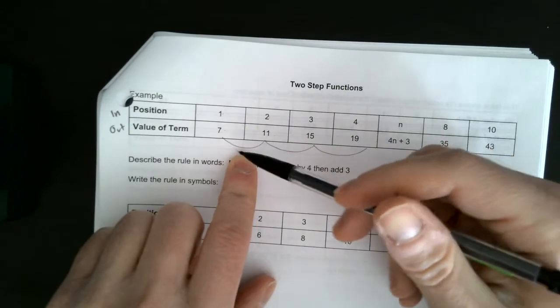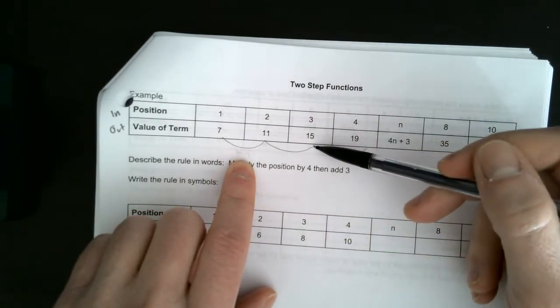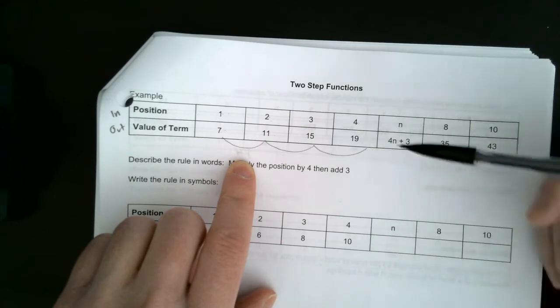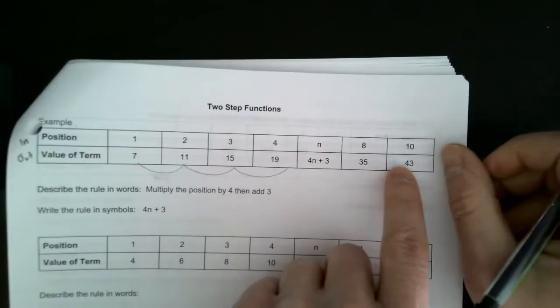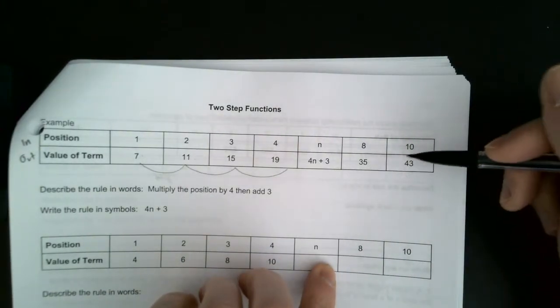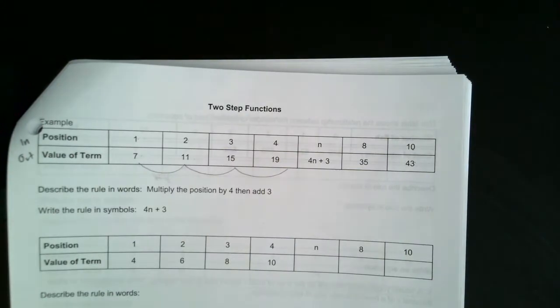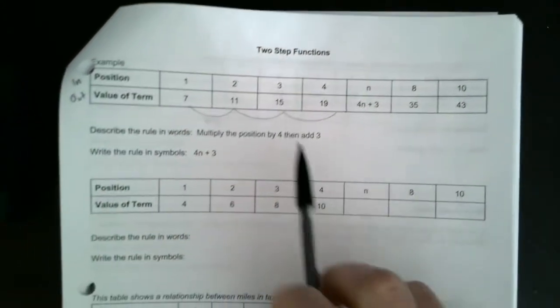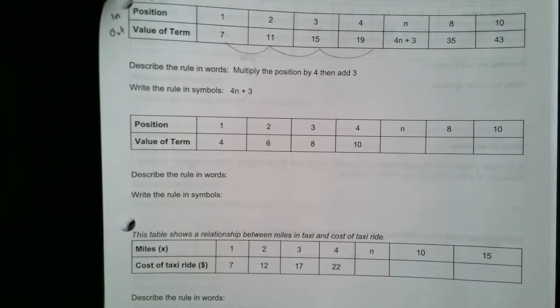So if you're ever at a two-step function, and you're like, I'm not sure what it is, look at how these numbers are changing, and that will show you maybe what to multiply by. So let's just check these real quick. 10 times 4 is 40, plus 3 would be 43. So that checks out. Okay. So again, we're going to write it in words, and then we're going to write it as symbols.